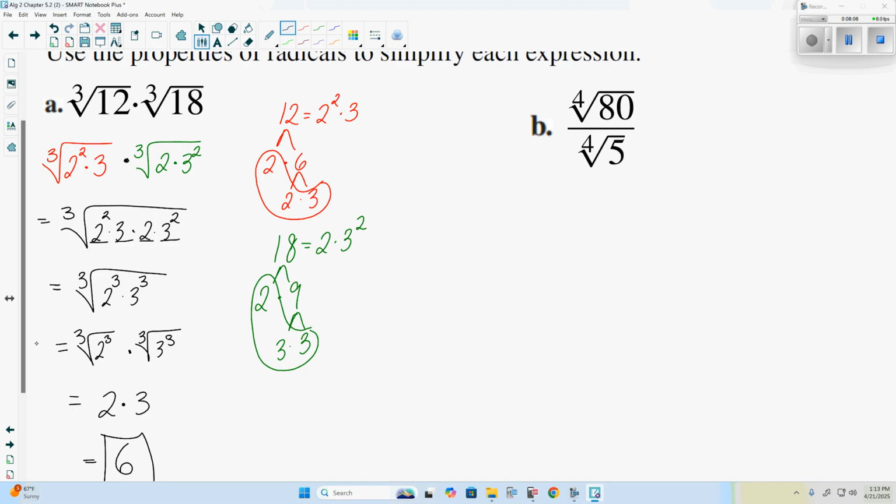Let's look at the next one, the fourth root of 80 divided by the fourth root of 5. One, we need to get the radical out of the bottom of that fraction, and then we need to make sure that there's nothing that simplifies from there. Now, one thing that would be nice is if 80 divided by 5 nicely. Well, yes, 80 is a factor, or 5 is a factor of 80.